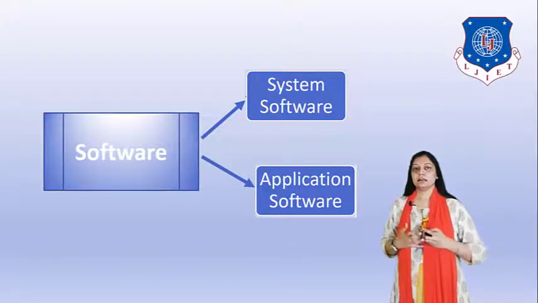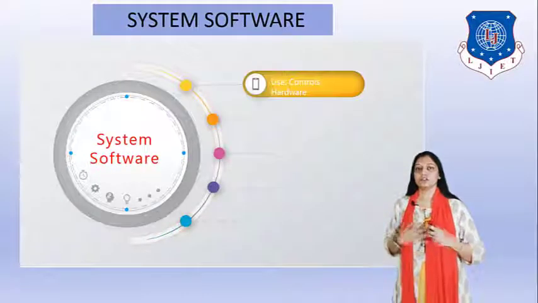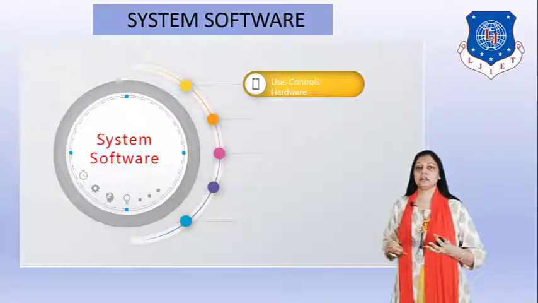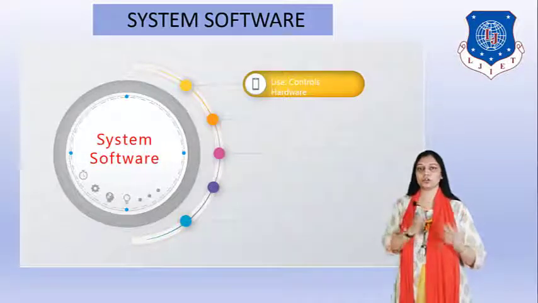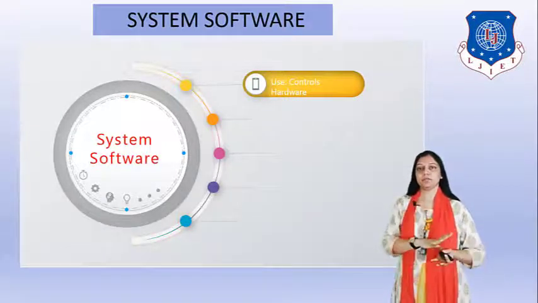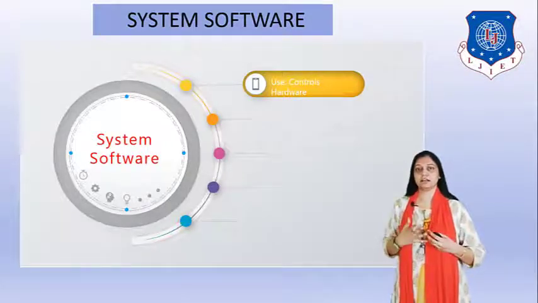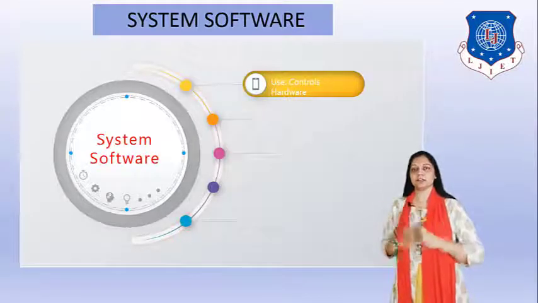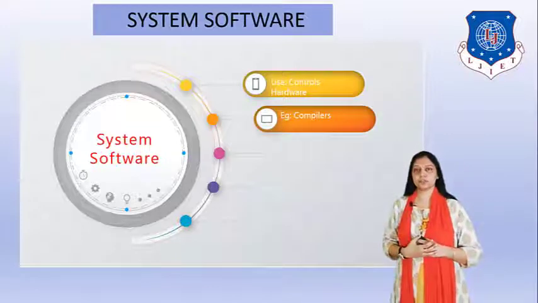System software is the software which is used to control the hardware of the computer. So if you want to control the keyboard, or store data inside the memory, or display any result on the monitor, for that we require specific software, and that all comes under system software. The software which controls the hardware is known as system software.